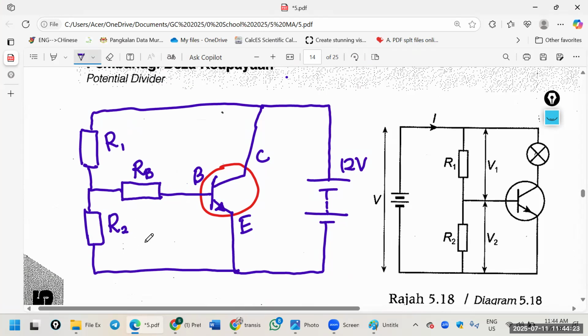If you want to switch on a light, where should you put the light? The LED light bulb, where do you put it? Come, say it out loud. If you can't say it, it means you still don't know. Louder. C. Okay, what is C called? C stands for collector. Thank you very much.